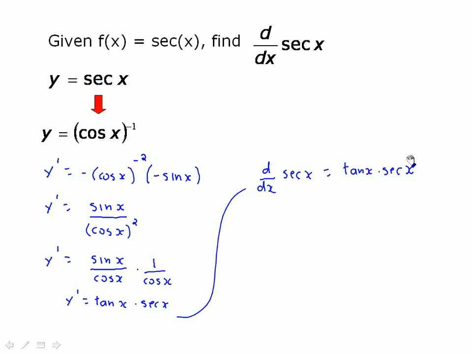Now the other ones work the same way basically. To get cosecant, you just take the reciprocal of sine and differentiate that. And to get cotangent, you go cos over sine.